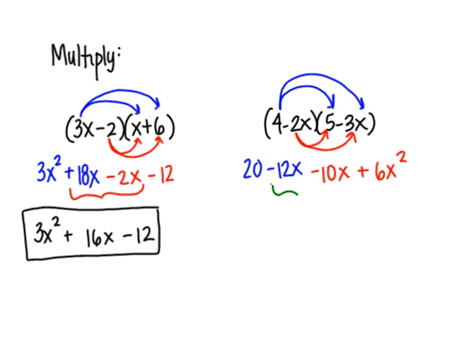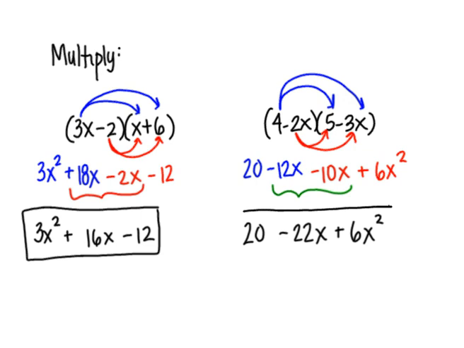In the middle, I see that I have like terms. So my answer here is 20. In the middle, I have a negative 12x minus 10x, so those have the same sign. So I'm going to add and keep the sign to get a negative 22x plus 6x squared. If you wrote your answer in a different order, that's just fine.